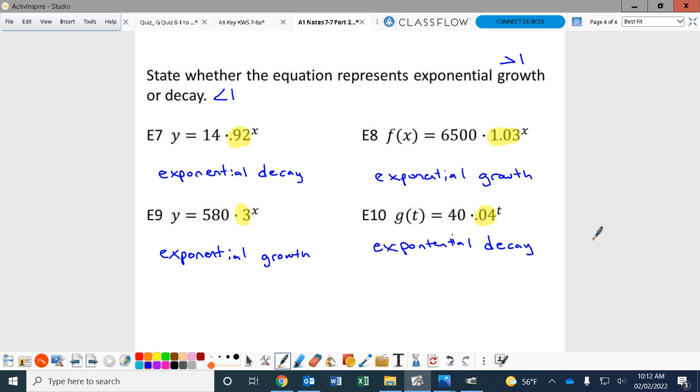Well, there's one more sheet. Let's see when this one was. 7-4. Which one is it?